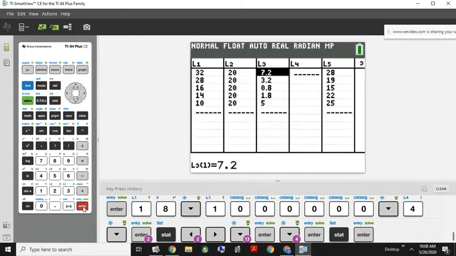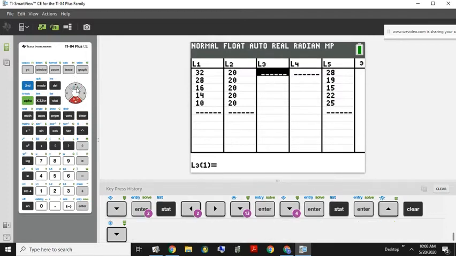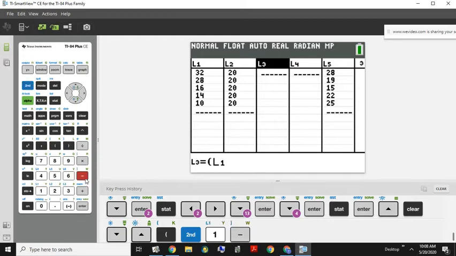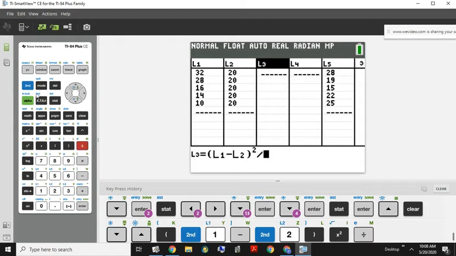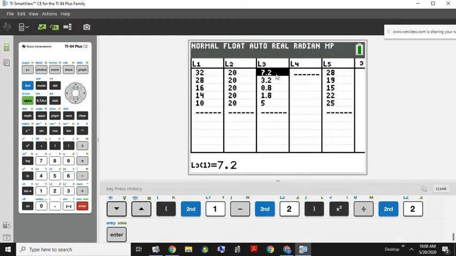If you have an 83, I'm going to do this again for you one more time. You're going to go up to the top of list 3 and type in the formula: parenthesis, O minus E, parenthesis, squared, divided by E. Before you hit enter, make sure, 83 people, that you have exactly what I have typed and that you're up here, not here, or you'll get an error. When you hit enter, you should get the exact same thing that the 84 people have.